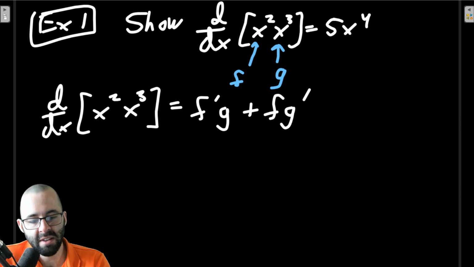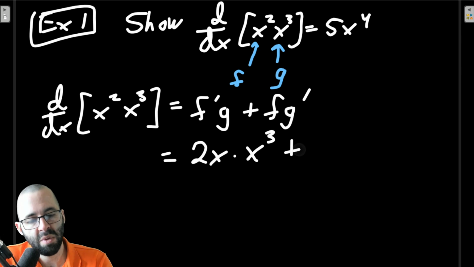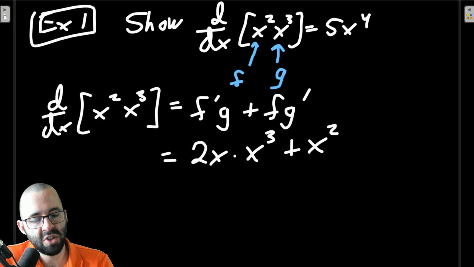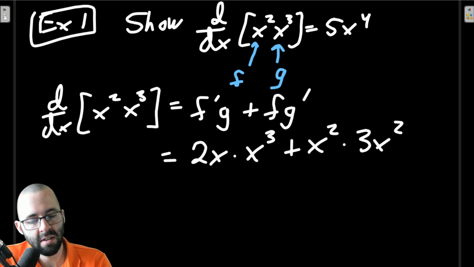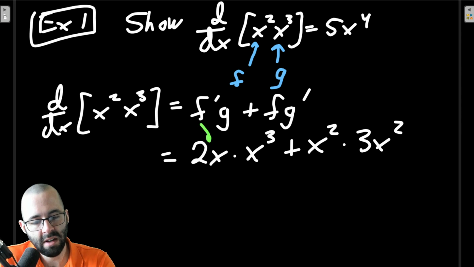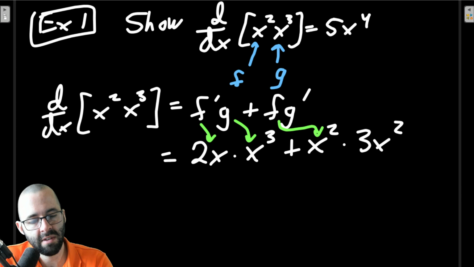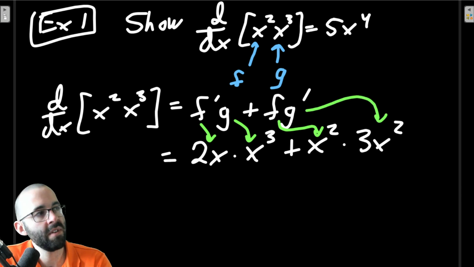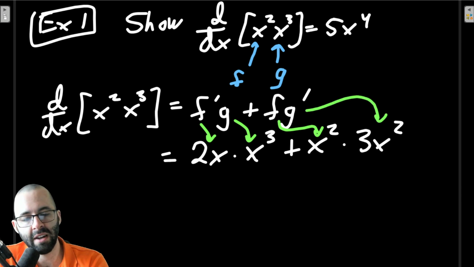Anyway, so we just plug things in. What is the derivative of f? The derivative of f is 2x times g, which is x cubed, plus f, which we said was x squared, times the derivative of g, which is 3x squared. Again, we do have this correspondence: f prime is 2x, g is x cubed, f is x squared, g prime over there. We're just plugging it in.